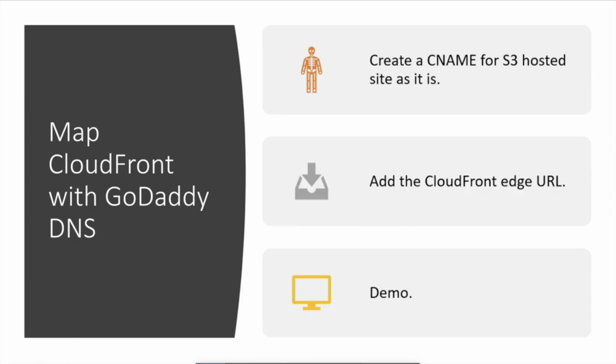Now we add the mapping of the CloudFront distribution with the GoDaddy DNS. In order to do that, we have to create a CNAME and add the required information related to the S3 hosted site. Here, we need to add the CloudFront URL for that CNAME, and then you will be done. So let's look in the demo at how we can do that.